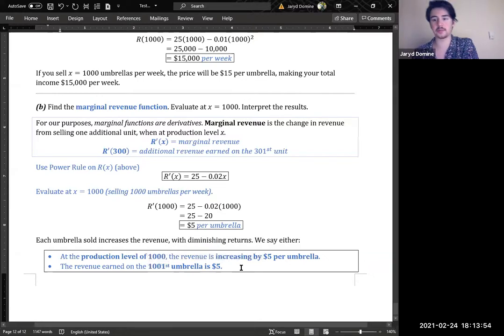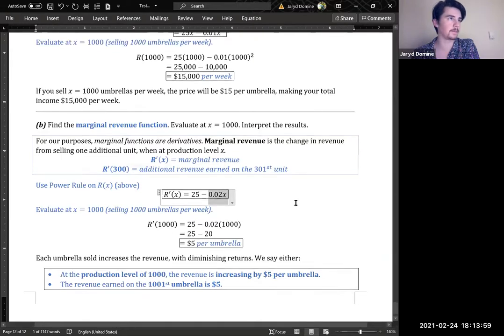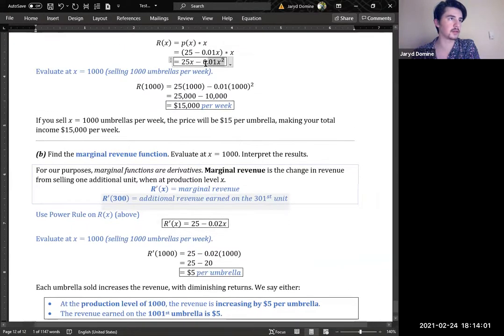Oh, and then I had one question here, which is, how did I get this 0.02? That comes from the power rule. So if we look at R of x, it has this term minus 0.01x squared. Doing the power rule on that, we take the 2 and multiply by it. So 0.01 becomes 0.02 from the power rule. And then we drop the power by 1. Of x squared, we have x.